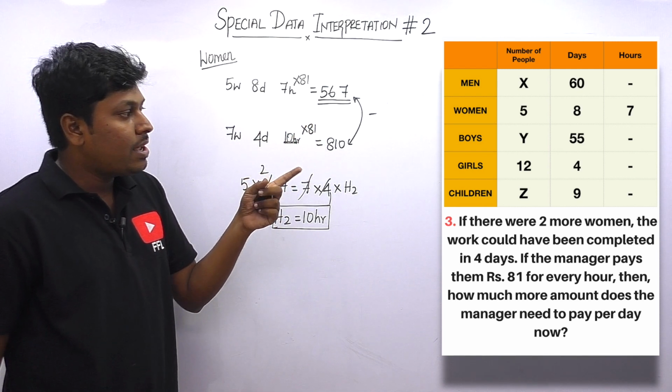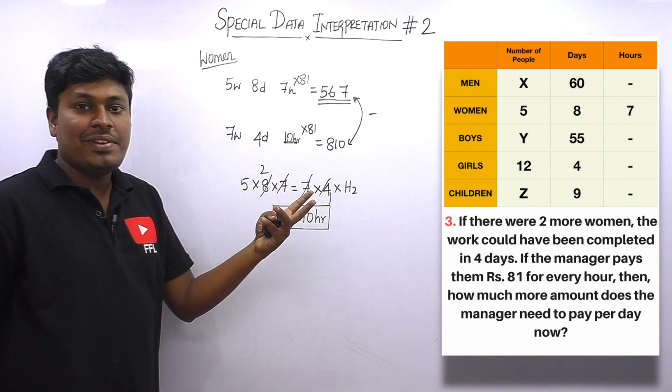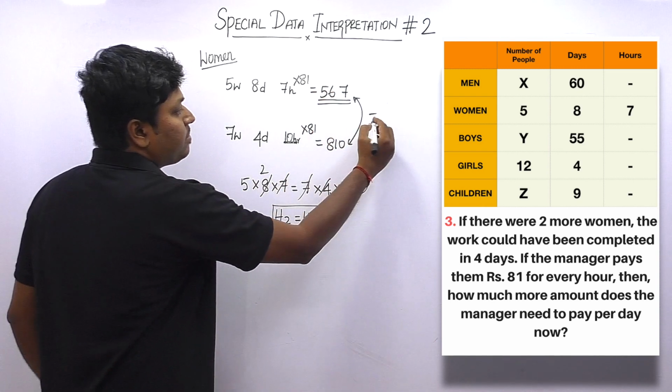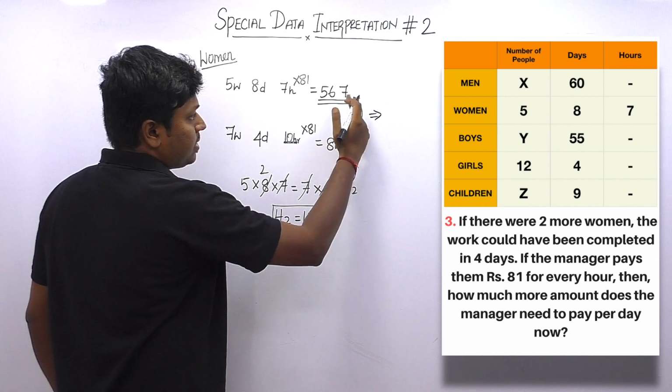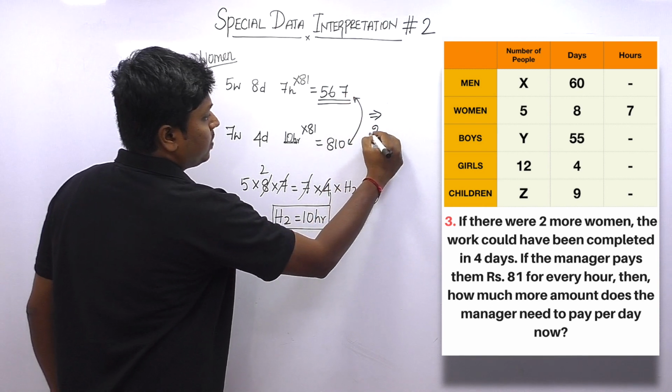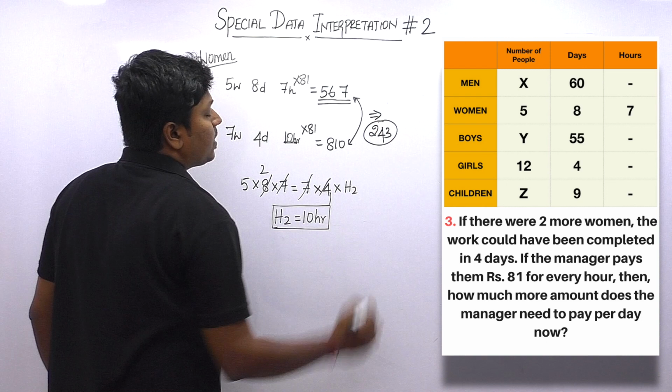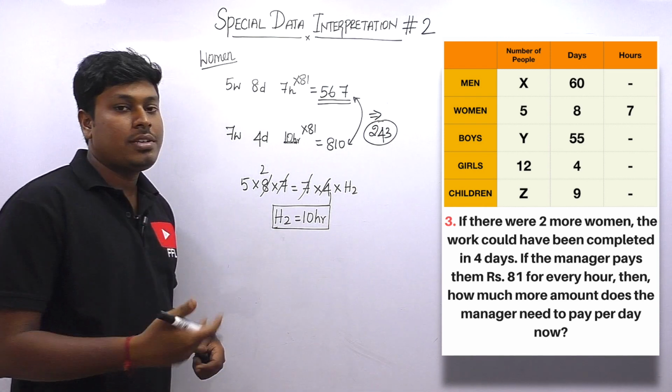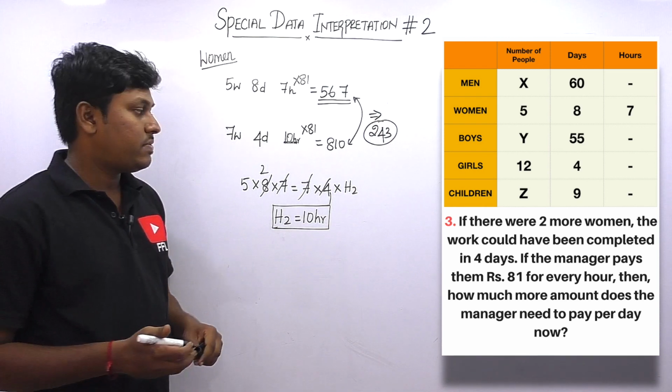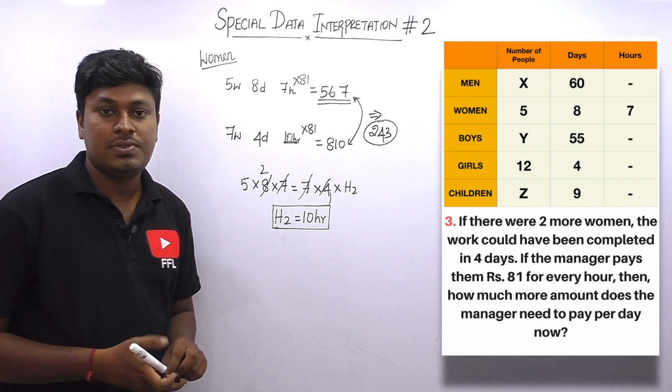Our target is to find how much more money, which means we need to find the difference. So the difference between both the values is 240 and 3, so 243. So finally we got an answer that the manager has to pay 243 more if 2 women are added. So finally we can say that the answer for this question is 243.